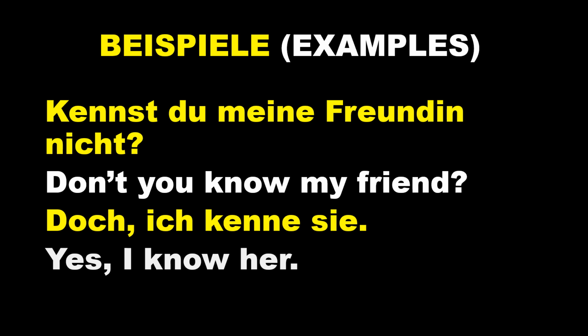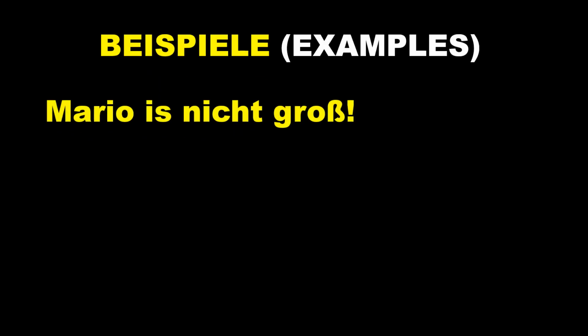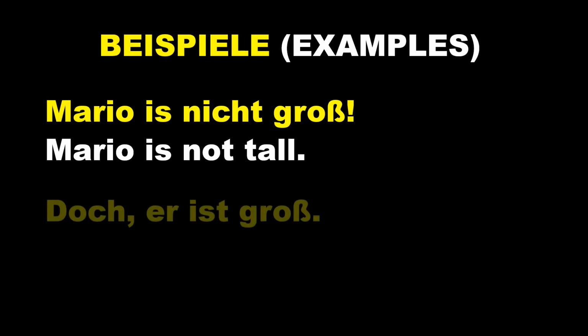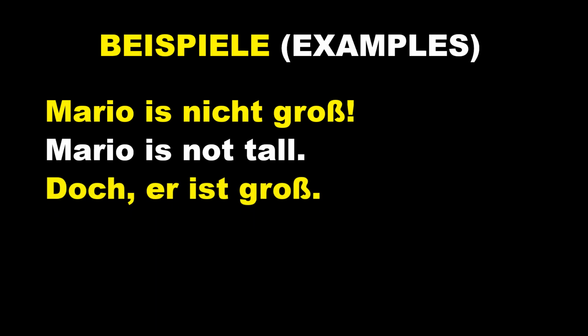Let's see some more examples. Let's take a few more examples. Here, one more example we can see. Mario ist nicht groß. Mario is not tall. Doch, er ist groß. No, he is tall. Or you can take yes, he is tall. You're not right, he is tall. That is how we can take the meaning. Let's see few more examples.